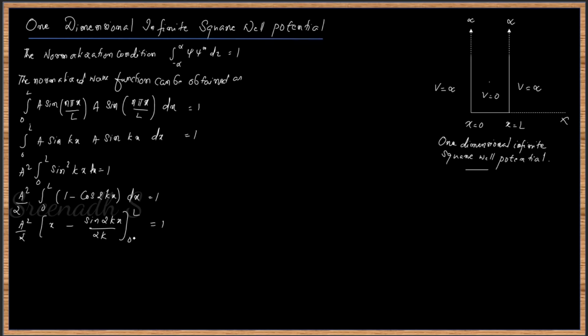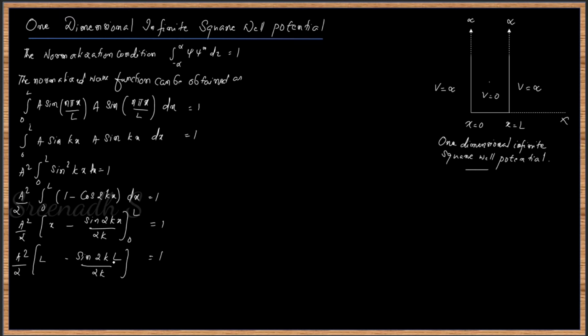Now we are going to substitute the limit. For x, that is L minus 0, so we can write a square by 2 into L minus 0. And for sin 2kx by 2k, we substitute the value: sin 2kL by 2k. And sin 0 is equal to 0, so we don't need to write that.